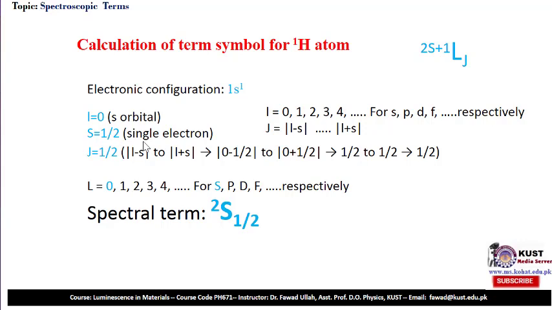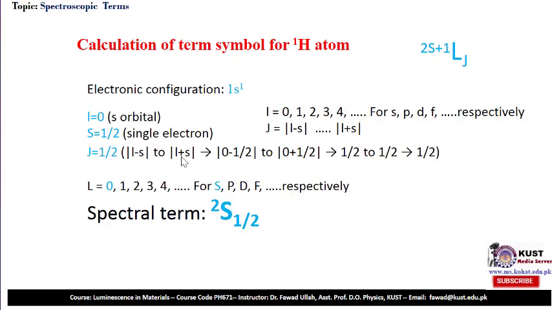Then it has got a single electron, so the spin quantum number would be 1/2. And then the total angular momentum quantum number would be 1/2. But how have we got this J equal to 1/2?